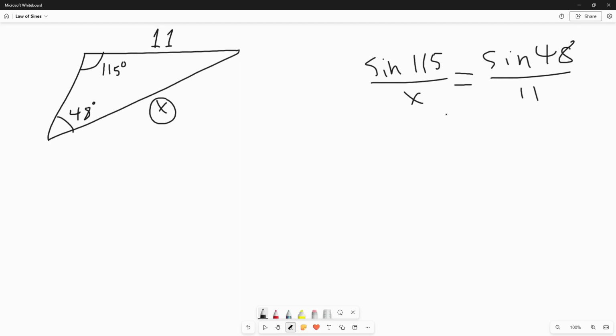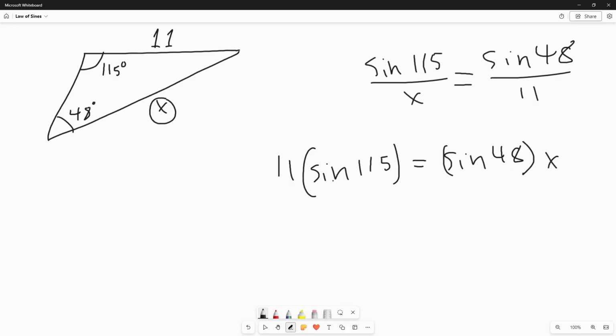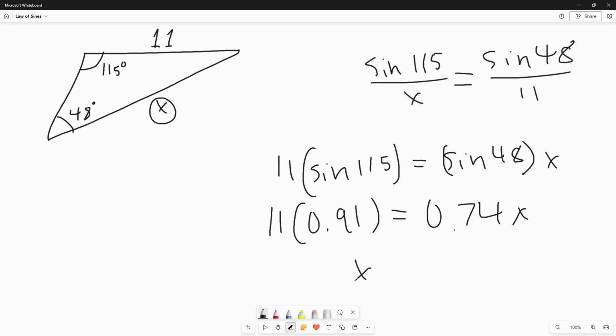And to simplify this, we can use cross multiplication to try to get x isolated. So I get 11 times sine 115 is equal to sine 48 times x. And if you plug this into your calculator, you get 11 times 0.91 is equal to 0.74 x. And by plugging this into your calculator, you get x is equal to 14.1.